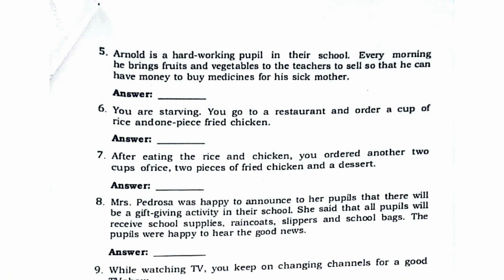Number 6, you are starving. You go to a restaurant and order a cup of rice and 1 piece of fried chicken. Need or want? Number 7, after eating the rice and chicken, you ordered another 2 cups of rice, 2 pieces of fried chicken, and a dessert. Need or want?